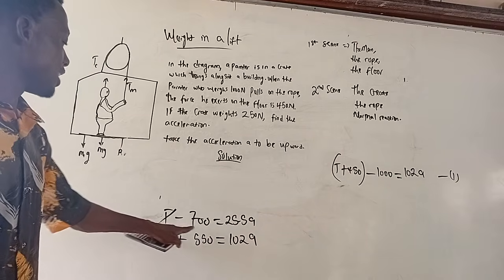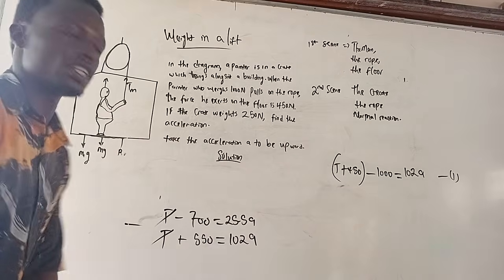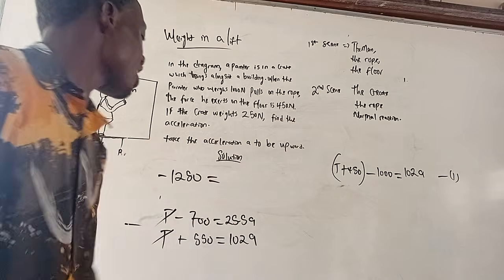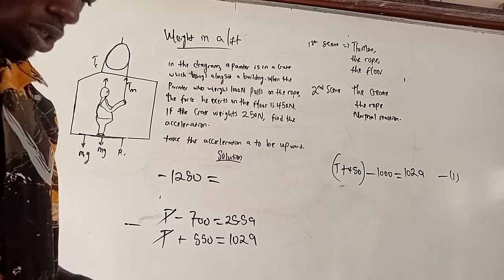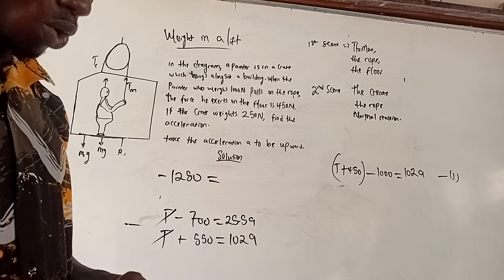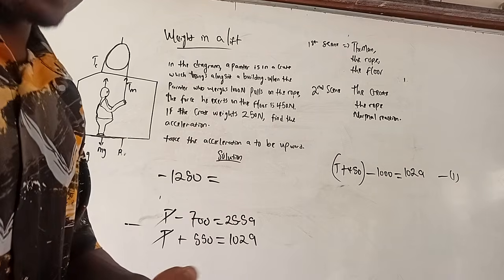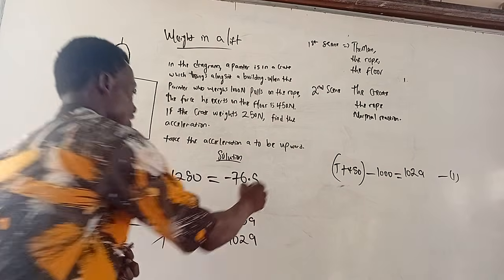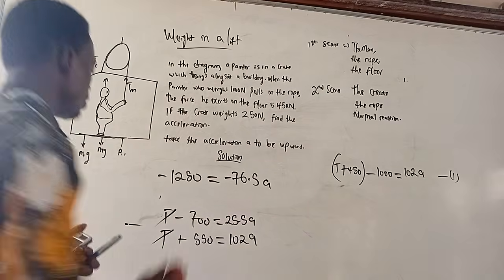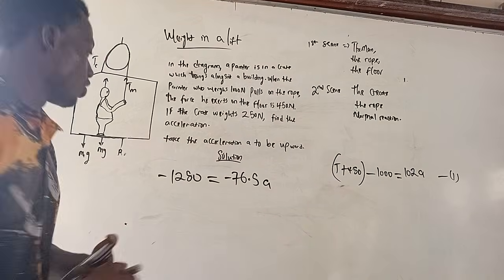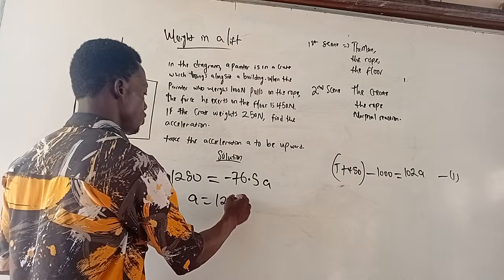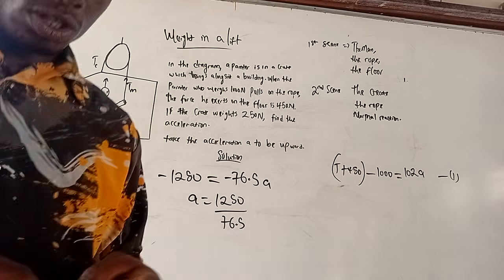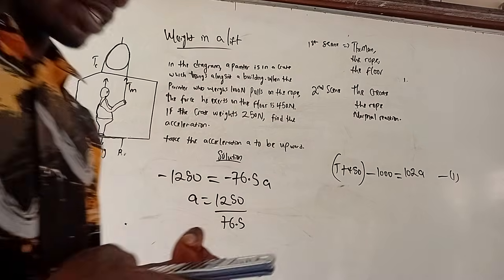So here you have minus 700 minus 550. That's minus 1,250. Here you have 25.5 minus 102. That gives us minus 76.5. Minus, we can cancel the minus. At the end of the day, you have your A to give you 1,250 divided by 76.5.